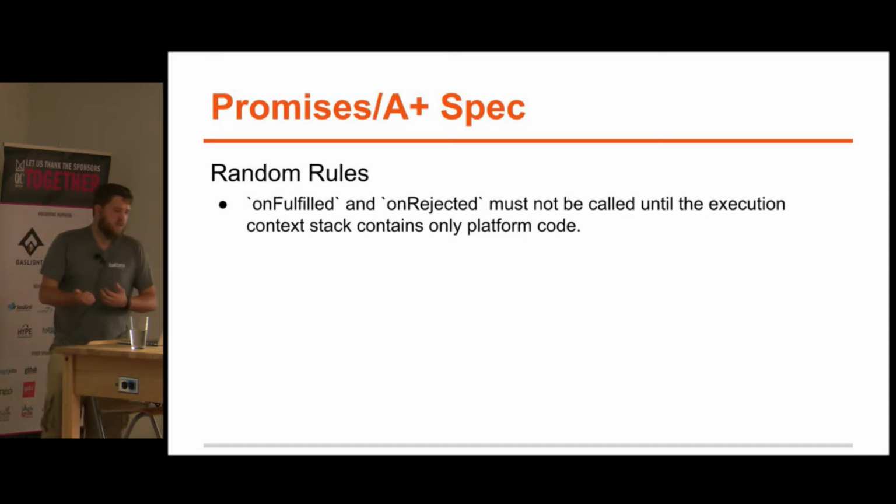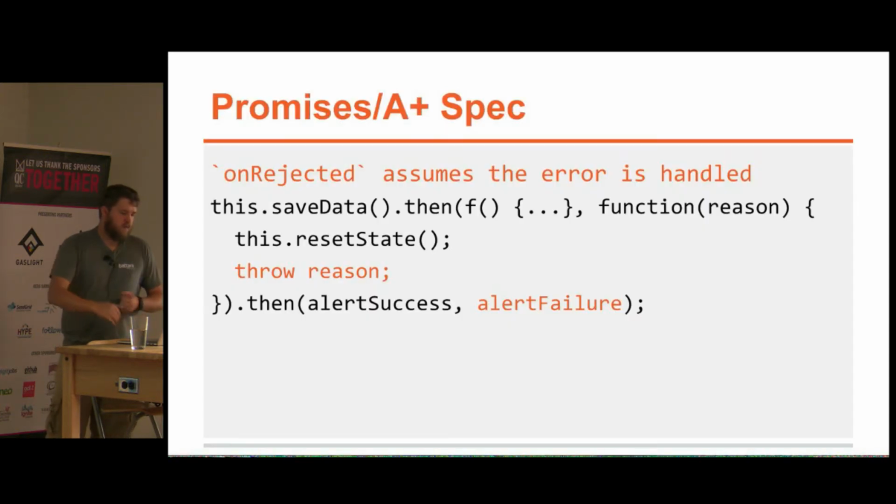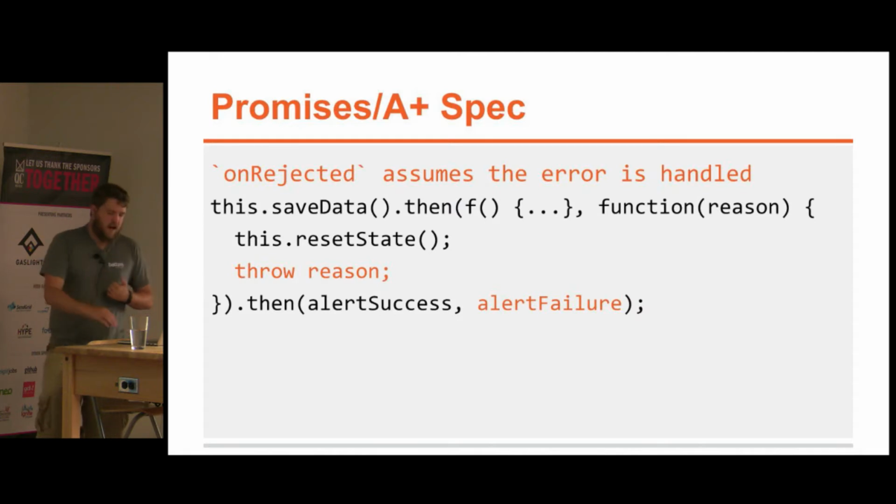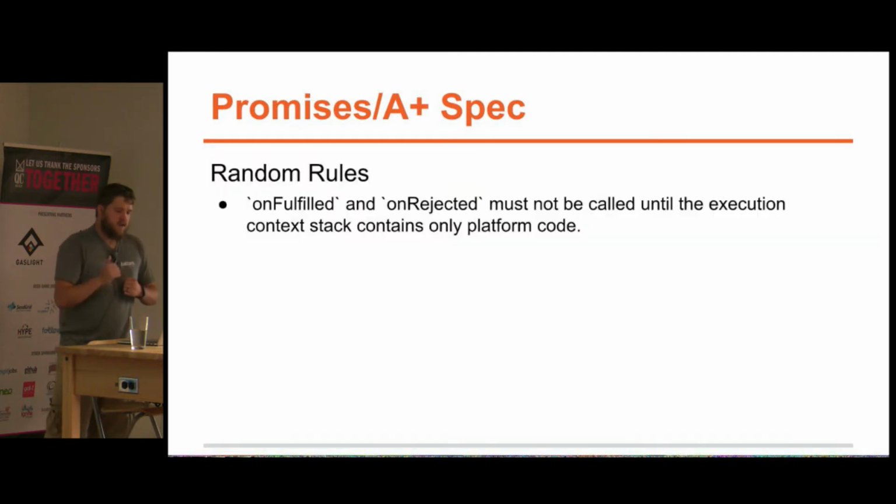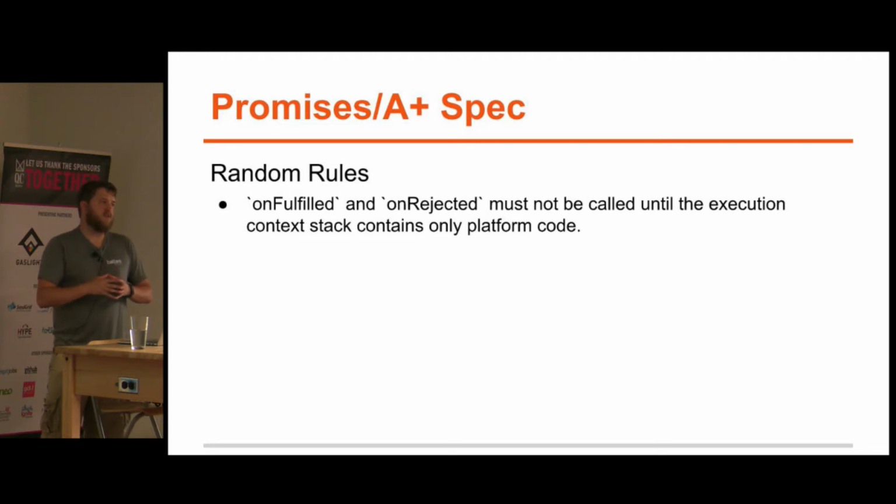So one last random rule for the promises spec before we go into the Ember stuff is that the onFulfilled and the onRejected handlers must not be called until the execution context stack contains only platform code. What that means is they should be called back when the least amount of things are on the stack as possible. And they do that to always simulate an asynchronous environment.